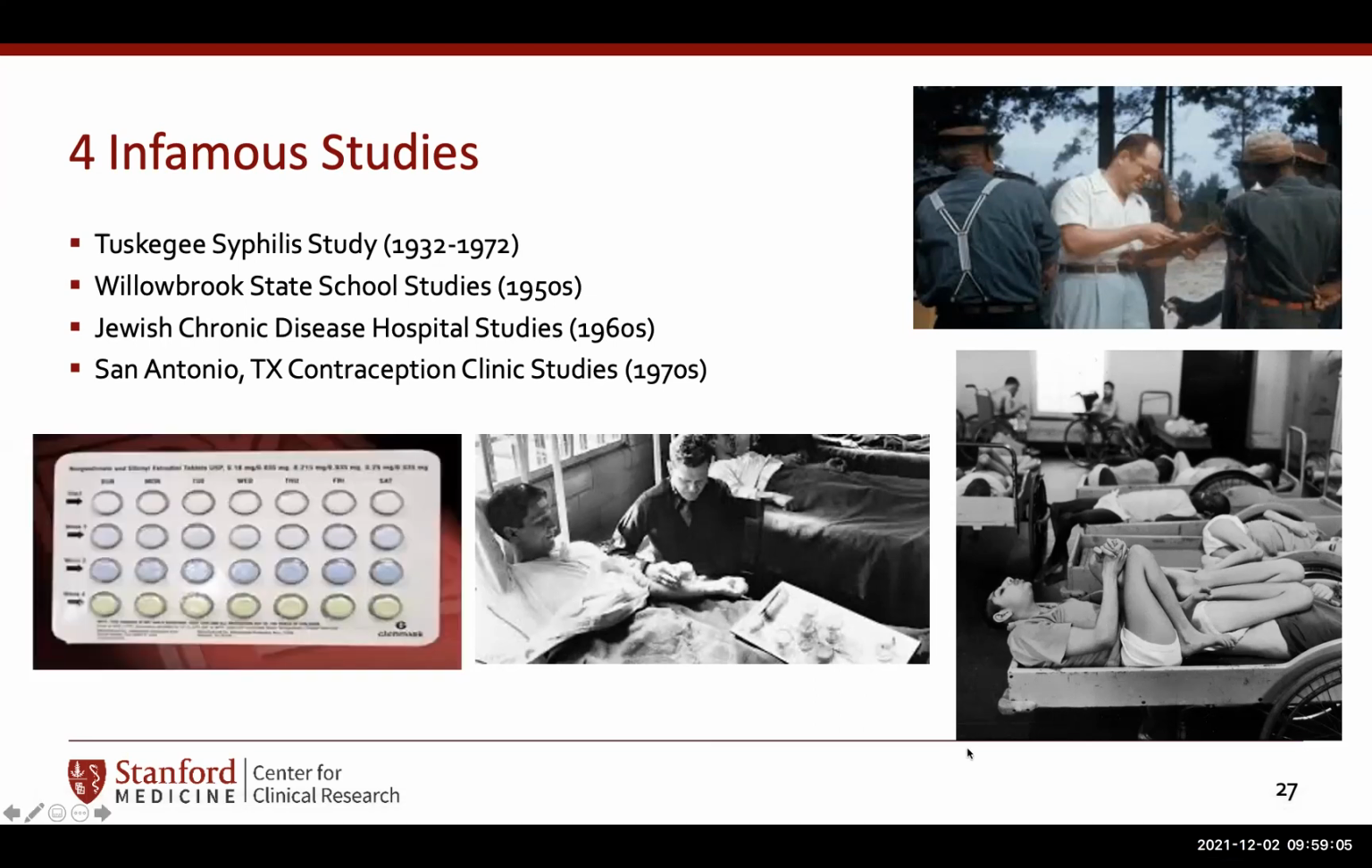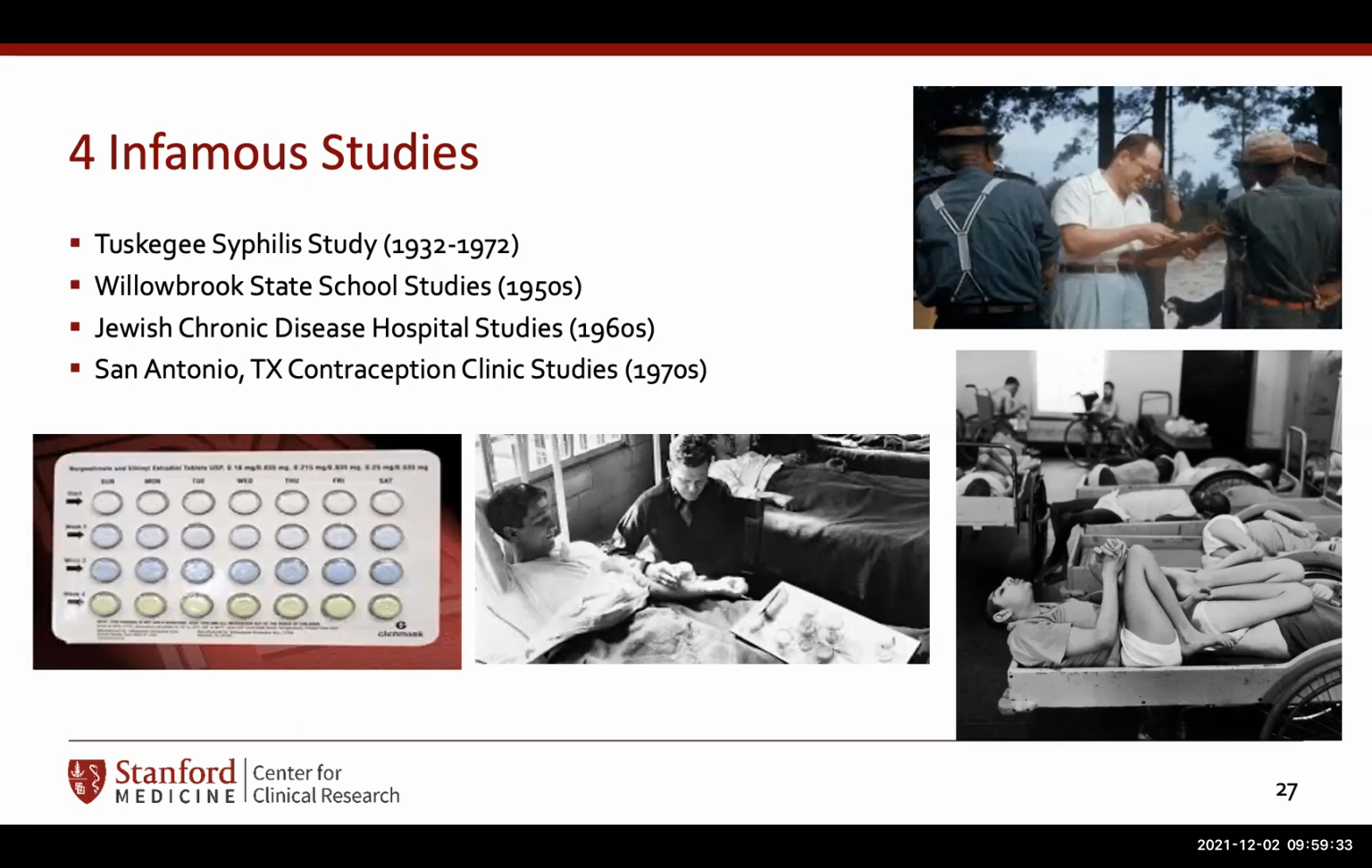And finally, in San Antonio, Texas, this took place in the 1970s. So obviously, each decade we're seeing just these horrible, egregious examples of human subjects research. Even after, by this point, some of them by the 1960s, we have the Declaration of Helsinki in place. Obviously, the Nuremberg Code is in place, and researchers are continuing to not follow those ethical principles.